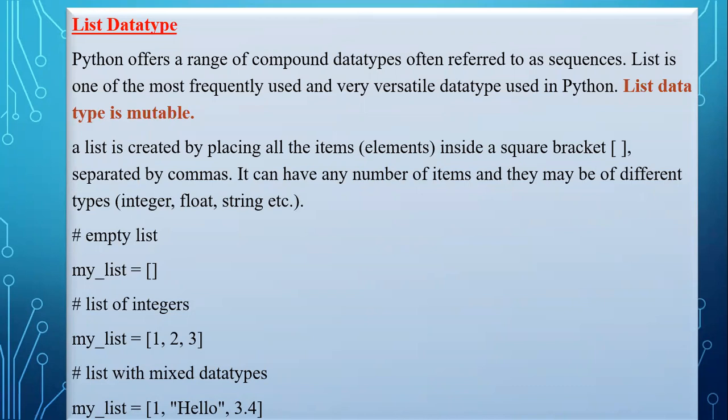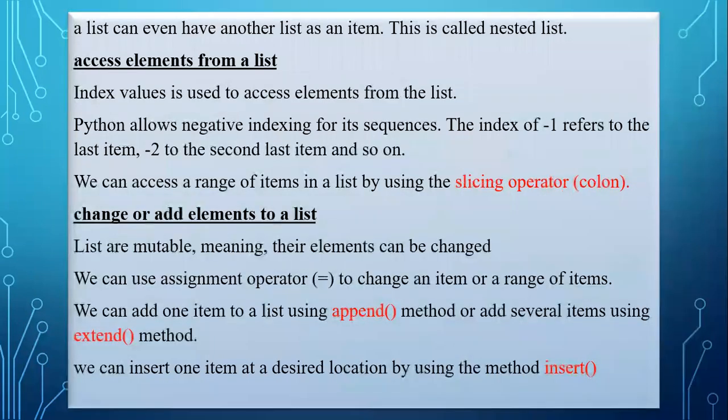Examples I showed you yesterday, how to create different types of lists, and how a nested list was created. A nested list is a list inside another list. That means a list can have another list as an item. That is called a nested list.